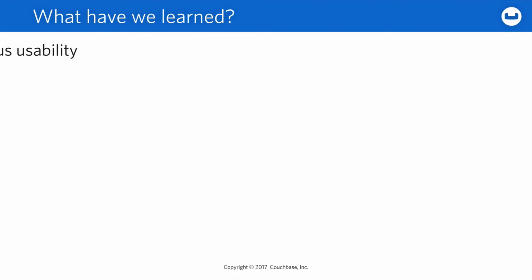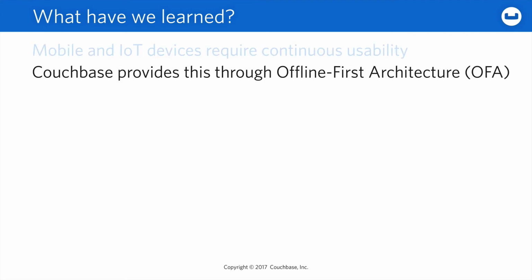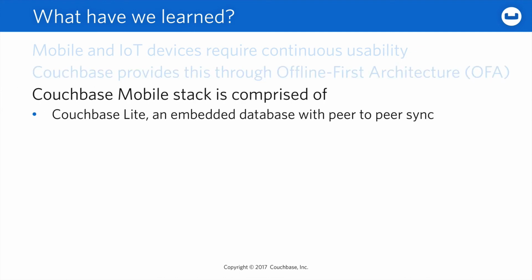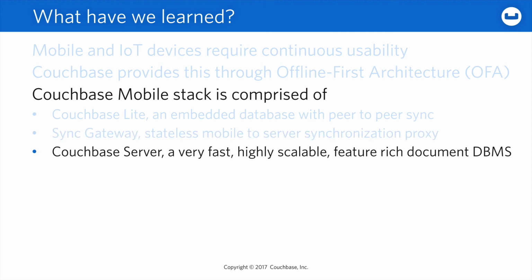So what have we learned here? Well, mobile and IoT devices require continuous usability. Couchbase provides this through an offline-first architecture. Couchbase Mobile Stack is comprised of, first, Couchbase Lite, an embedded database with peer-to-peer synchronization. Sync Gateway, which offers stateless mobile-to-server synchronization as a proxy. Couchbase Server is a very fast, highly scalable, feature-rich document-focused database management system.